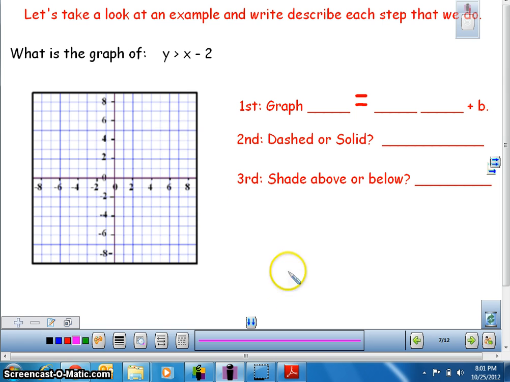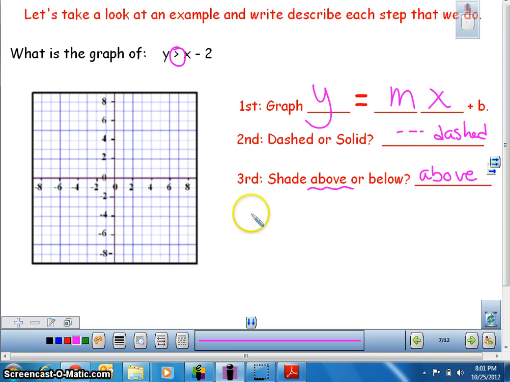Well, let's take a look at this problem. When you look at an example and it asks you to graph the inequality, the first step is to think of graphing y equals mx plus b. Next you have to decide, is it dashed or solid? Because in this case we have a greater than, we want a dashed line because it is not part of our solution. When we read that y is greater, that means above. Greater is always going to be above the line. Less is below. We'll look at some examples in just a minute.